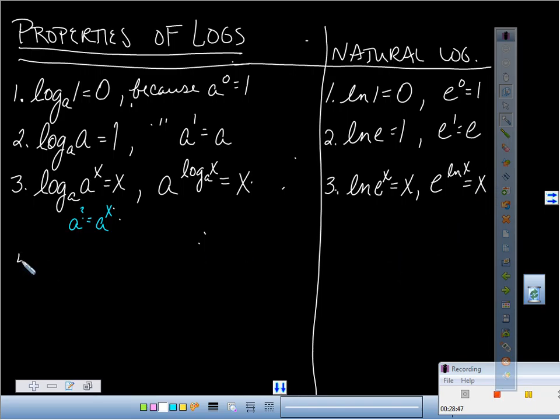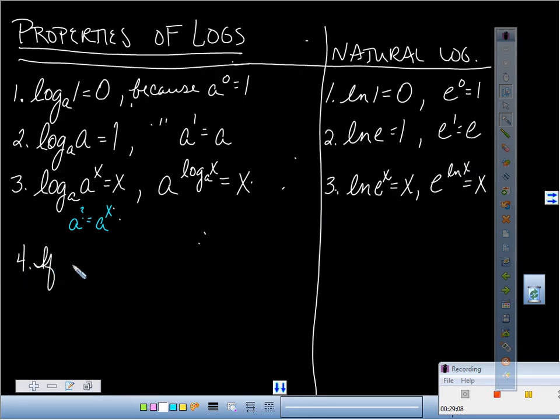Which way would you prefer? Well, they're just different things. They're going to be given to you different ways. Like if you saw e raised to the ln of 6, it's equal to 6.